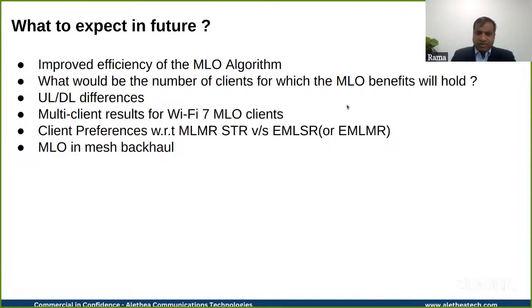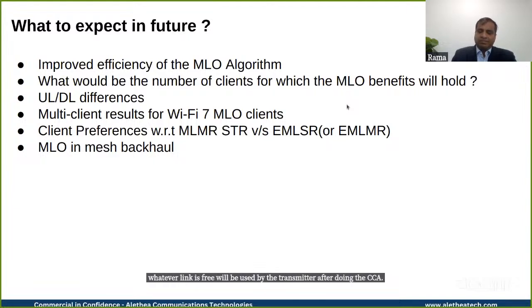So I have a question. Is there any preference if there are 3 links in a scenario, if 2 links are available for TX and 1 link is CCA busy? If it is an MLMR STR case, I don't think it matters. Whatever link is free will be used by the transmitter after doing the CCA. And it does not matter. I mean, there would be no preference.